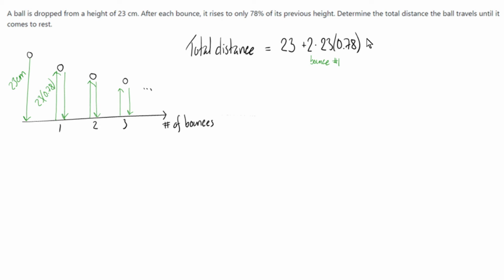Bounce number 2, so that's going to be over here. So now it travels 23 times 0.78 squared. The ball goes up and back down, so it's going to be times 2. And then we can continue here. So this is bounce 1. This is bounce 2.